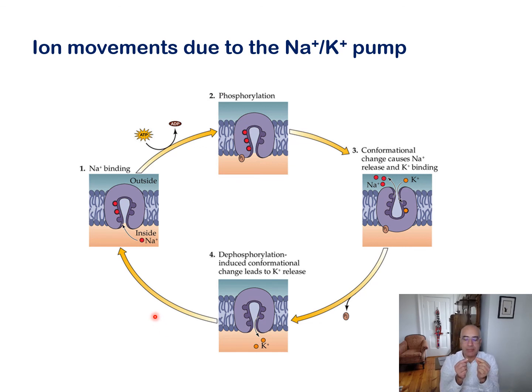Because sodium and potassium ions both have the electrical valence of +1, by moving 3 sodium ions out and 2 potassium ions in, you're effectively reducing the net positive charge inside the cell, and therefore this transporter or pump is electrogenic. It produces electricity. It makes the inside of the cell more negative when it is active.